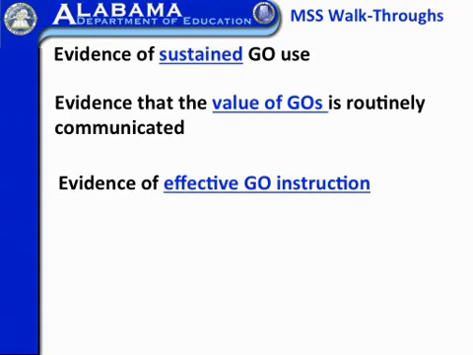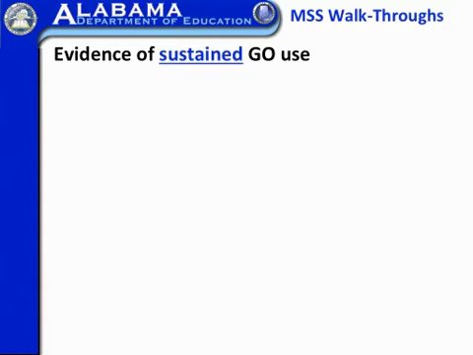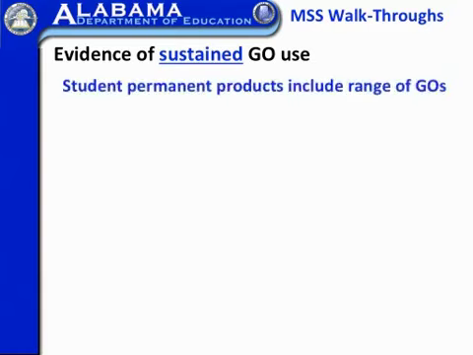And so what I'm going to do next is unpack each of these and give you an idea of some specific kinds of evidence to look for during Make Sense walkthroughs. For example, under evidence of sustained graphic organizer use, one of the things we want to look for are student permanent products, and that they reflect that the students are using a range of different graphic organizers in their products. Some of the graphic organizers are used for different purposes. I mean, the same graphic organizer.